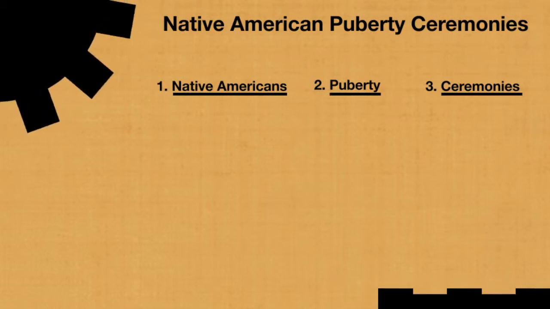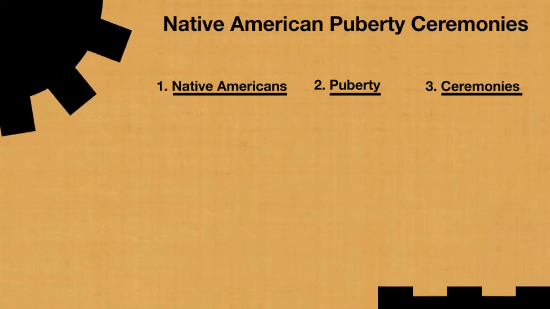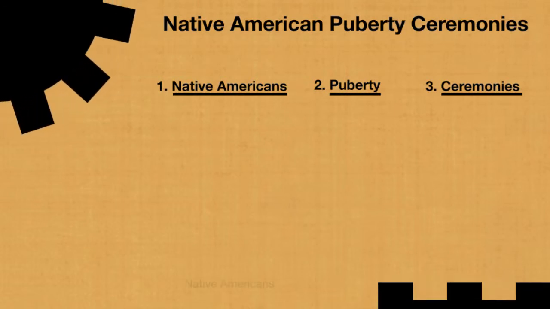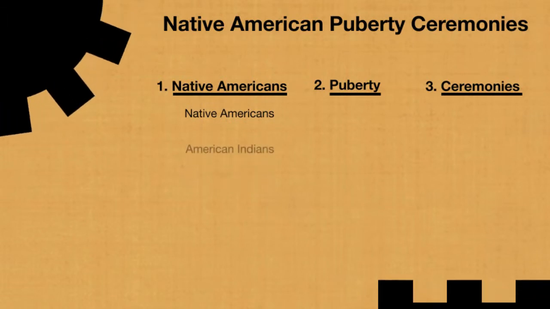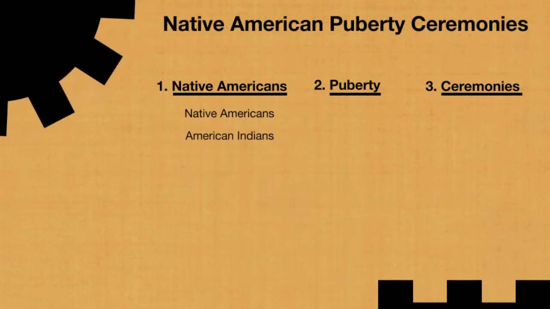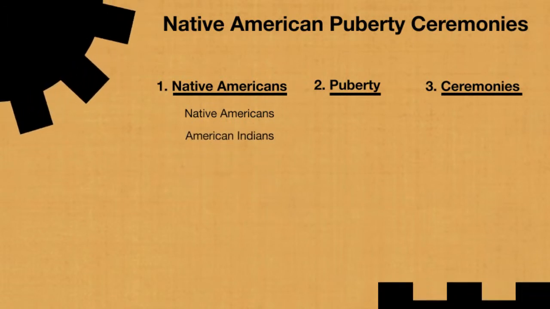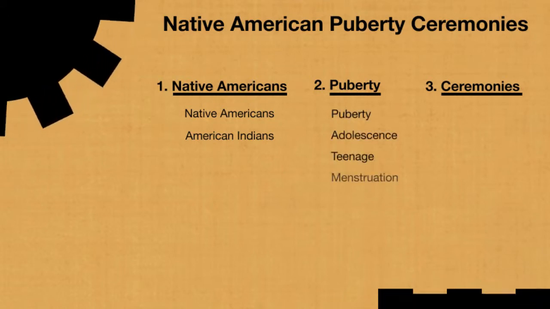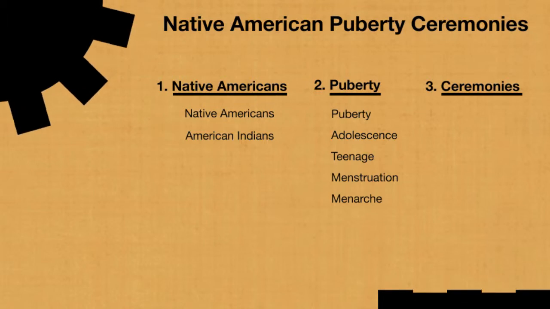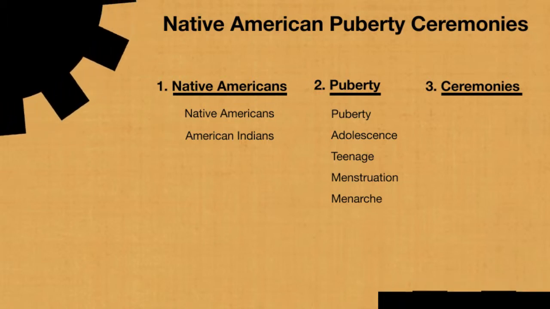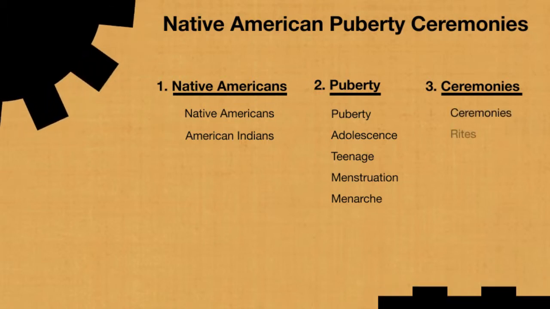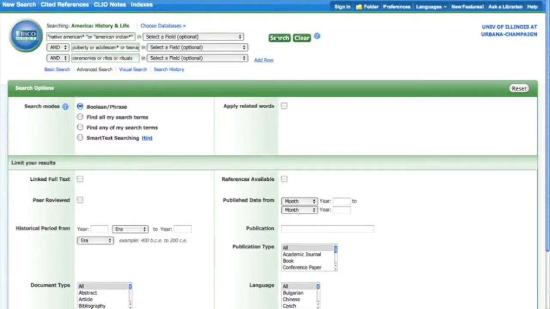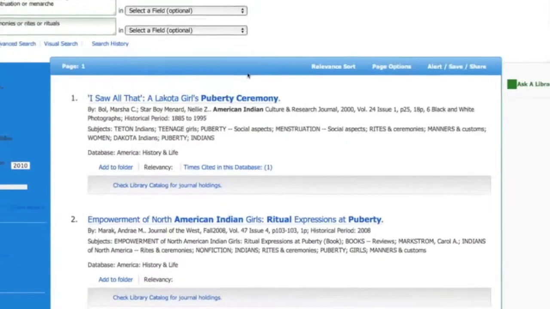For each of these facets, I need to think of synonymous or related terms. For the first facet, I can use the terms Native Americans and American Indians. For my second facet, I will try the terms puberty, adolescence, teenage, menstruation, and menarche. For the third facet, I'll use ceremonies, rites, and rituals. This time, when I search using my new list of terms, I retrieve 9 records.